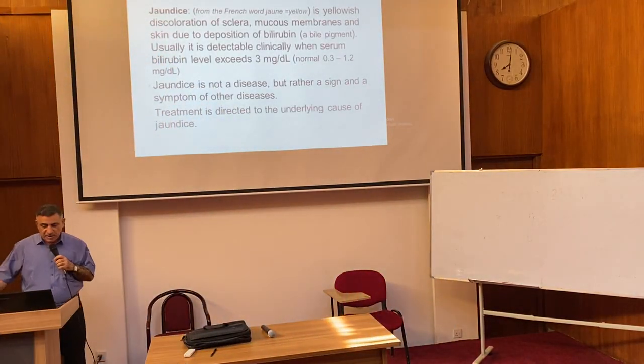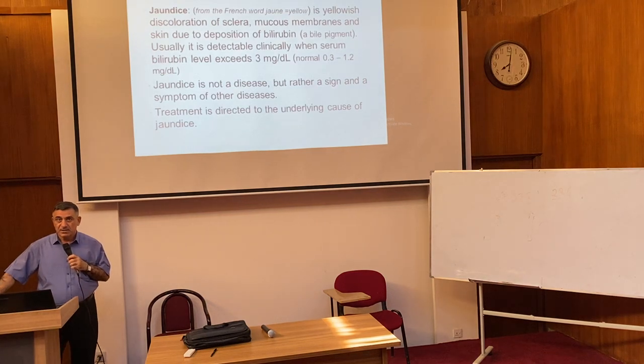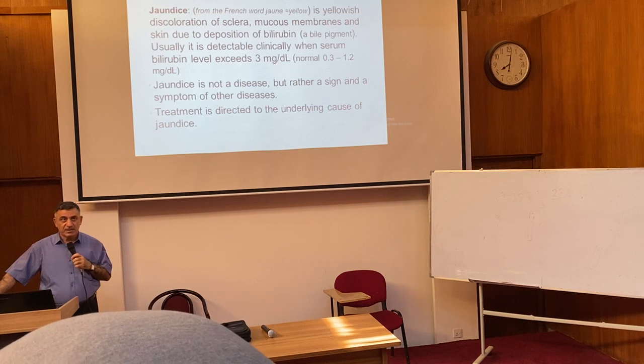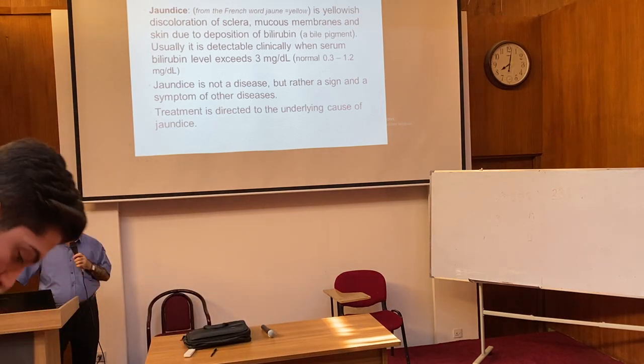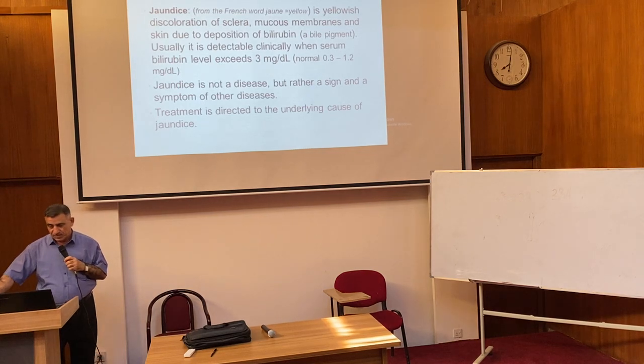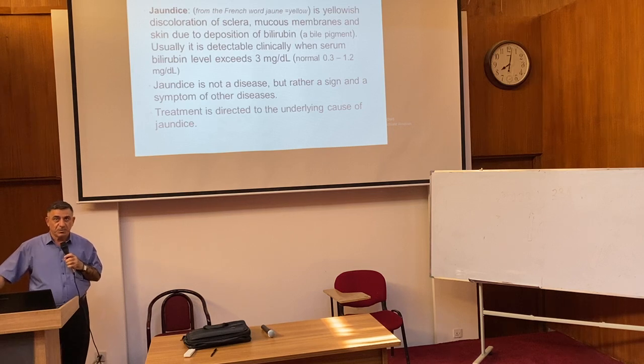And it is, by definition, yellow discoloration of the sclera, skin and mucous membrane, mainly seen in the frenulum. The mucous membrane under the tongue is called frenulum. And it is due to deposition of bilirubin.